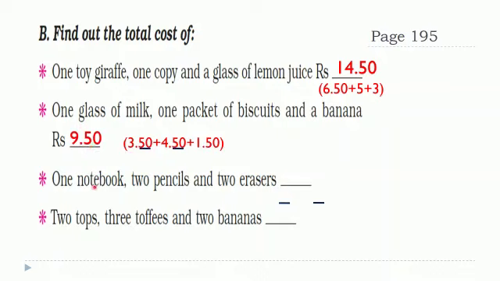Now here it is given one notebook, 2 pencils and 2 erasers. So one pencil is 2 rupees 50 paise. They have given 2 pencils and 2 erasers, so 2 times I have written. Now 5 plus 2 is 7, 7 plus 2 is 9, 10, 11, and this 50 plus 50 is 1 rupee more. So it becomes 12 rupees.